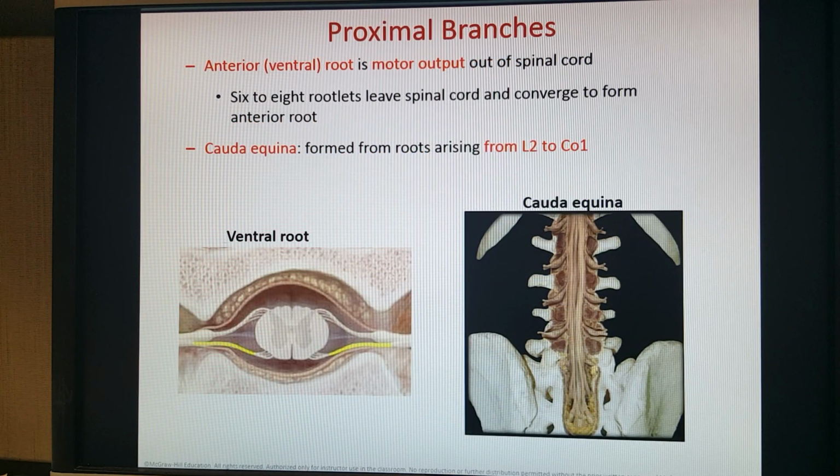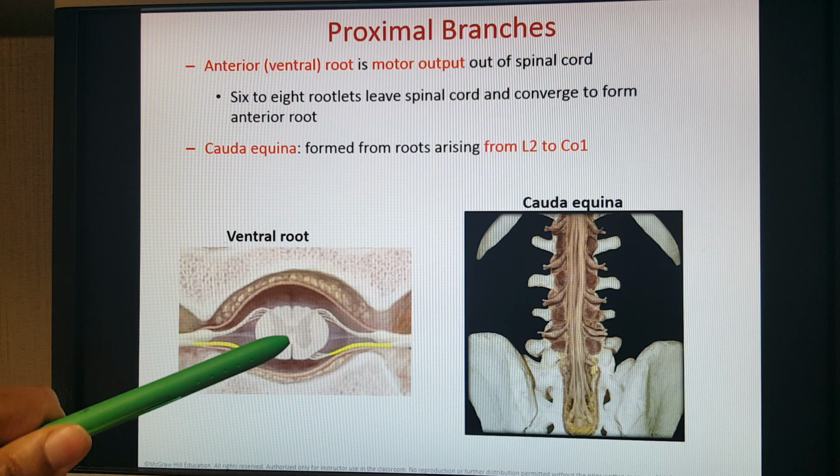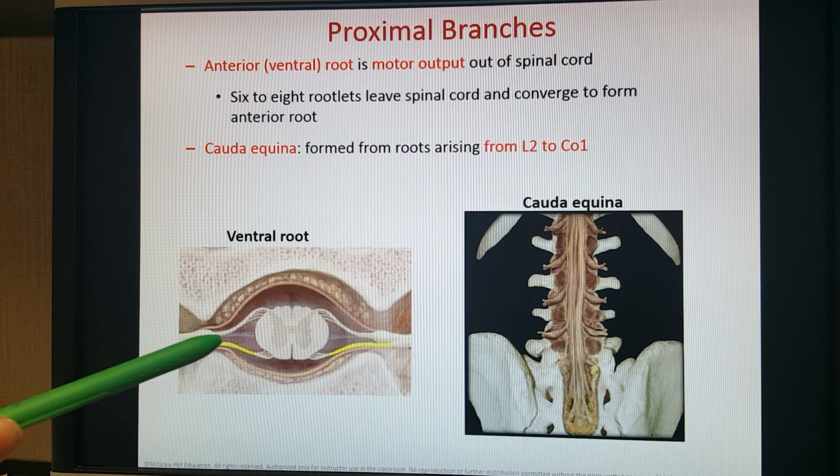For the anterior side, so the front, action motor command side, you have your ventral roots. There's no ganglion there, so your input is just sent away from the spinal cord on your lower motor neuron out to the afferent fiber for the spinal nerve.